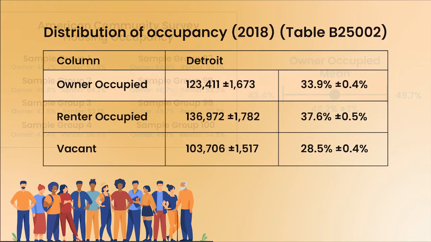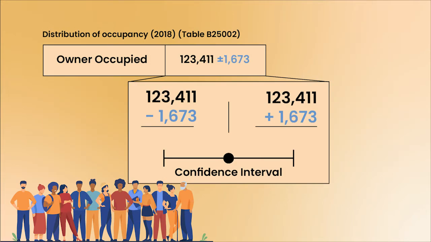For instance, from the example table we looked at on the Housing Information Portal, you're interested in understanding the number of housing units in the city of Detroit that are occupied by the owner. The estimate for that is 123,411 housing units, and the margin of error, or the potential difference between the estimated value and the actual value, is plus or minus 1,673. You can get the value range by adding or subtracting 1,673 from the 123,411.